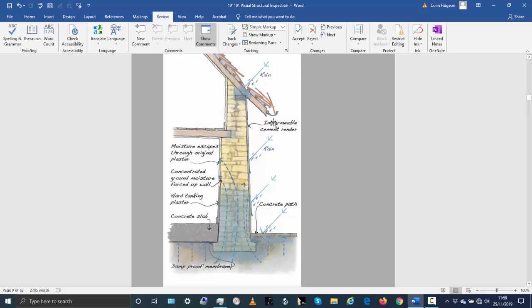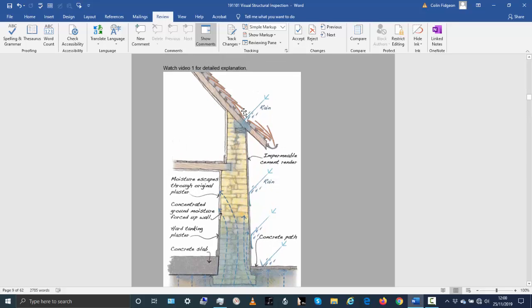Basically what happens with the external cement render is it's impermeable. So any rising damp that used to come up through the stone wall and evaporate out can no longer evaporate because the cement render is impermeable. So it can't get out, and oftentimes it comes inside. Then sometimes people just put in a hard tanking plaster to try and deal with the moisture from the inside, but that just sometimes pushes the moisture further up the wall.